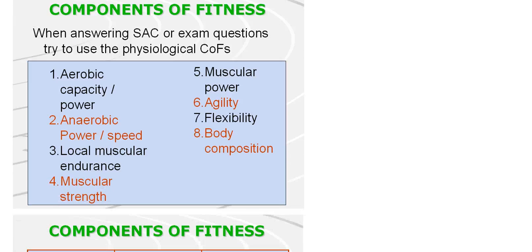A hint for SACs and exams: when you're not given a particular type of fitness component you need to respond to, where possible, use a physiological component of fitness. So it could be aerobic capacity or power, anaerobic power or speed, local muscular endurance, muscular strength, muscular power, agility, flexibility, or body composition. You will be able to get theoretically a better answer using those than, for example, coordination.